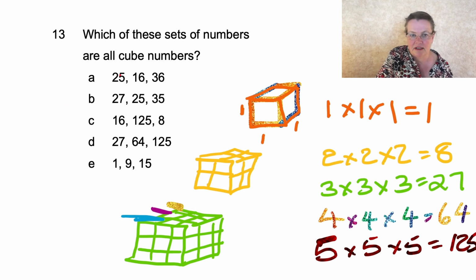Let's see which one of these. 25, no. 16, no. 36, no. But those are all square numbers. 5 times 5, 4 times 4, 6 times 6. Let's try this one. 27, yes, that's a good one. 25, no, it's a square number. And 35 is just a number. 16, square, that's a cube, and that's a cube, but 16 isn't. 27, yes, 3 times 3 times 3, 64, 4 times 4 times 4, and 125, 5 times 5 times 5. And then these ones, 1 is, 9's a square number, and 15's just a number.